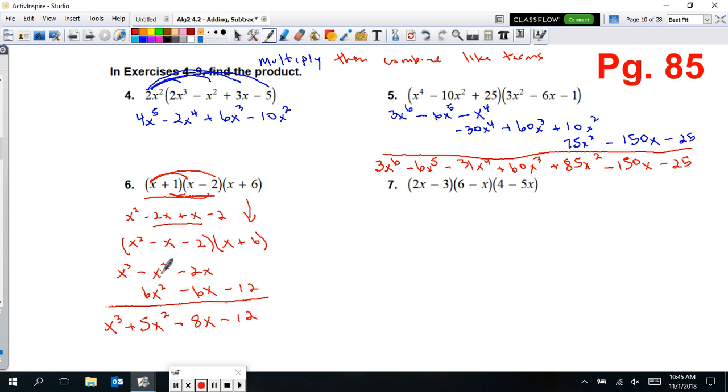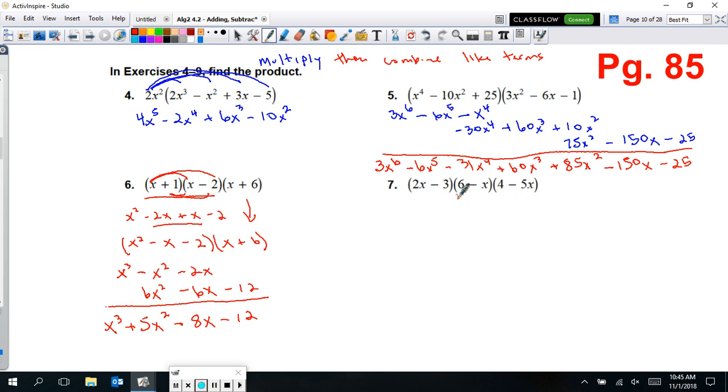As you're combining, you do not add exponents. That's one mistake I've seen in the past. You're going to just combine them the way they are. So how many x squared do you have? How many x's do you have? That kind of thing. So this is our final answer after we've multiplied and combined the like terms together.